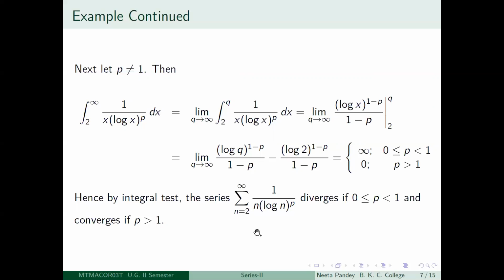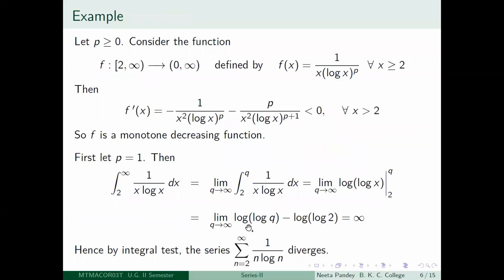For that, we write down a function from the closed interval 2 to infinity. The definition of the function is f(x) equal to 1 by x log x to the power p, for all x greater than or equal to 2. This is completely determined by the series which we want to discuss. Again, the first step is to determine whether the function is monotone decreasing or not. Here again the function is differentiable, so we just compute the derivative of f.